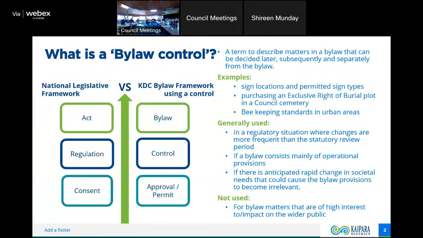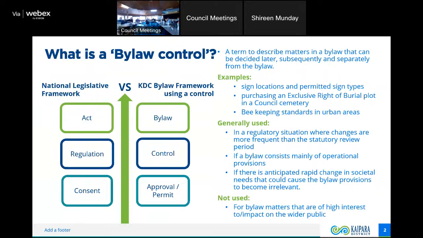As we can see here, the term describes the matter in a bylaw that can be decided later. So for regulations, things that are going to change really fast, we tend to look at using a control in a bylaw so that we can keep up with changes in legislation and changes in societal needs.